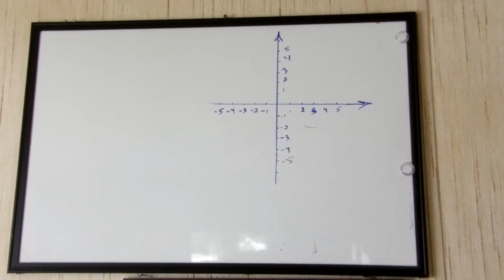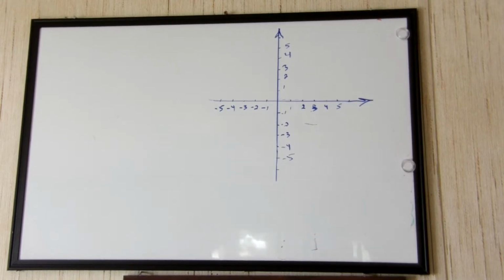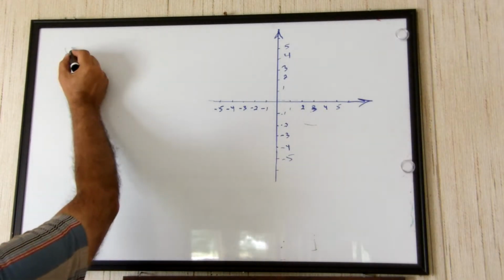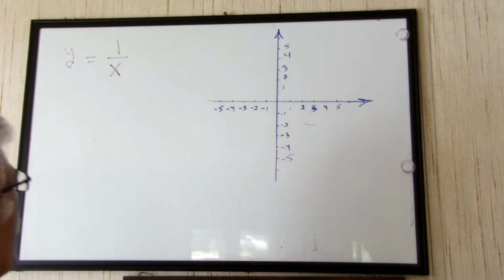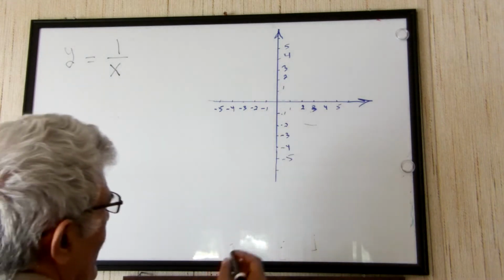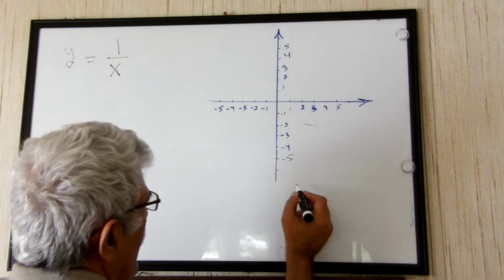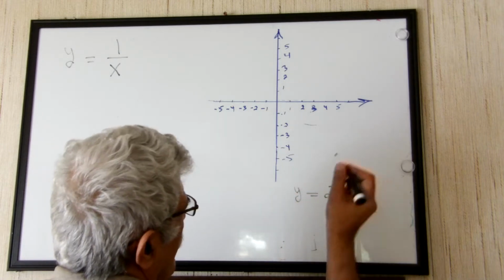Okay, we are going to talk about rational functions. A rational function, for example, the simple one, y is equal to 1 over x. See, this one is different from the linear function that we had, y is equal to 2x minus 1, for example.